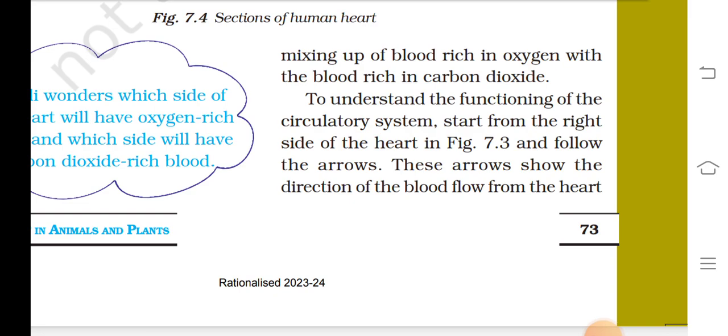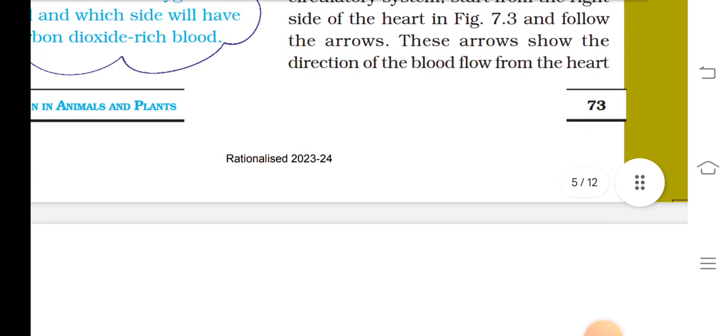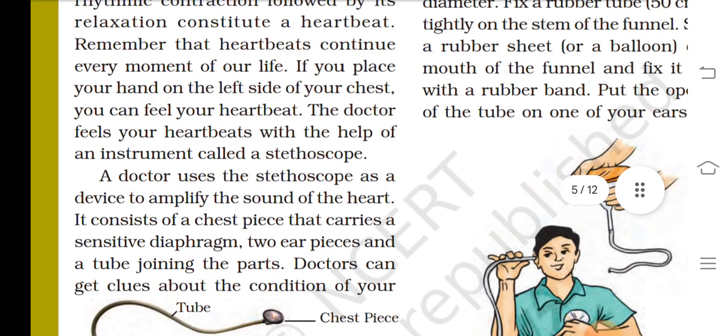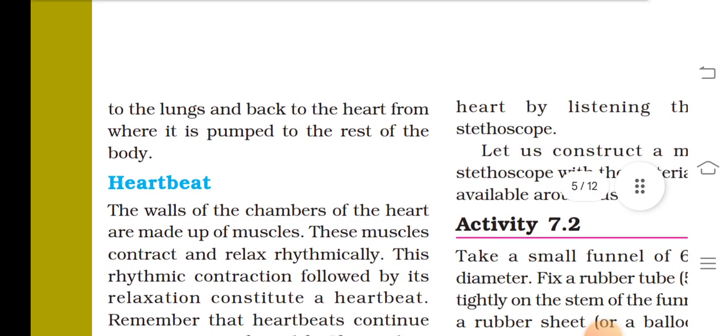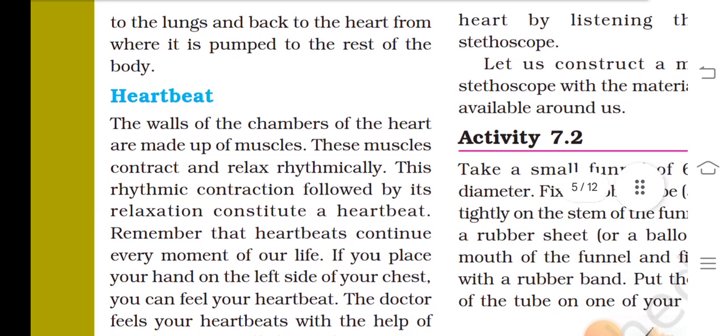To understand the functioning of the circulatory system, start from the right side of the heart in figure 7.3 and follow the arrows. These arrows show the direction of blood flow from the heart to the lungs, back to the heart from where it pumps to the rest of the body.